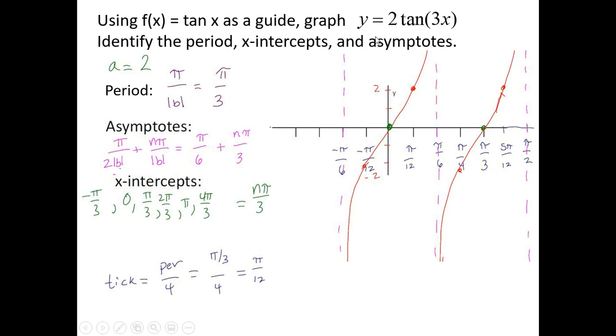Now, these are my asymptotes at pi over 6, and then I'm going to add another pi over 3 to get to the next one, and I'm going to subtract pi over 3 to get to this asymptote. And then my intercepts, we determined, are at 0, pi over 3, 2 pi over 3, and so on and so forth. My quarter point, halfway between the x-intercept and the asymptote, is right here, and my A is 2. So right here is where my graph changes directions.